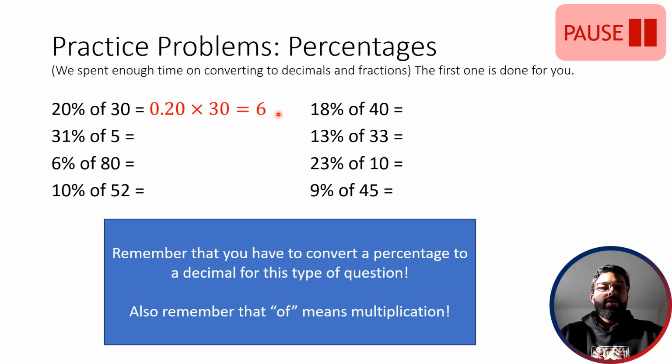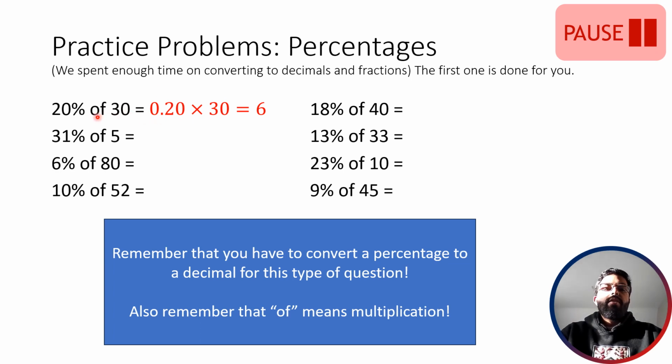So the first one is done for you because I want to highlight that if you've got 20% of 30, what you have to do is convert the percentage to a decimal. So the 20% becomes 0.20 as a decimal. You don't even have to write that last zero, but just so you can see where the 20 is hiding, it's right there in 0.20.